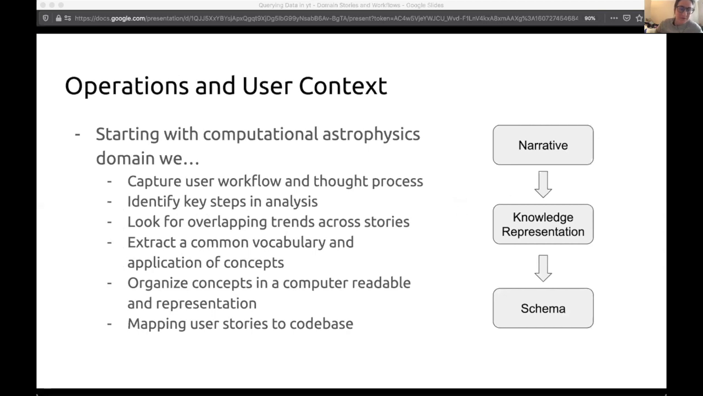So how are we going to understand how users use YT? We're going to look at narratives. We're going to sit down and talk to the users and understand their workflow and why they do what they do. So looking at the key steps in analysis.